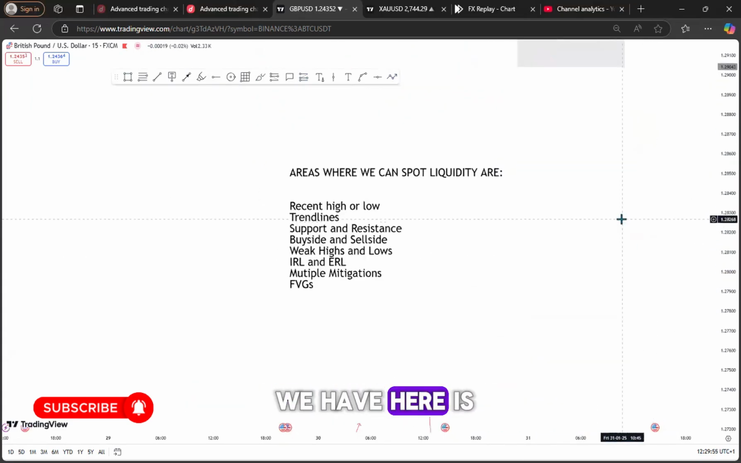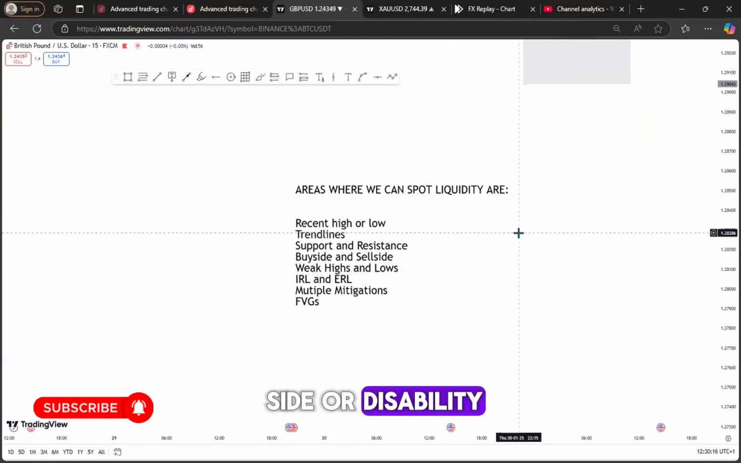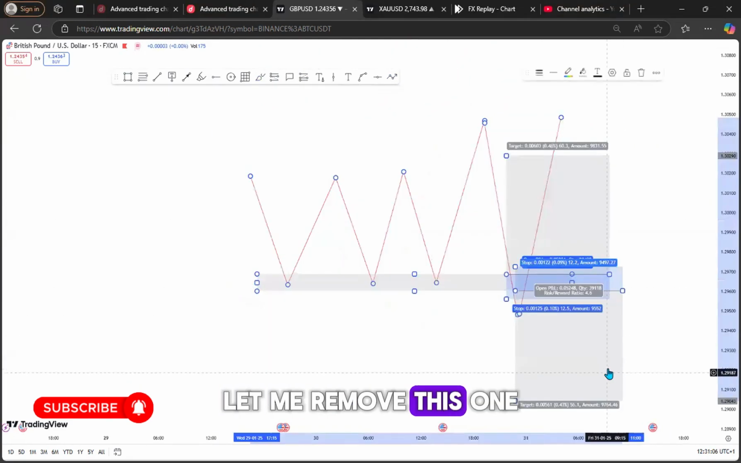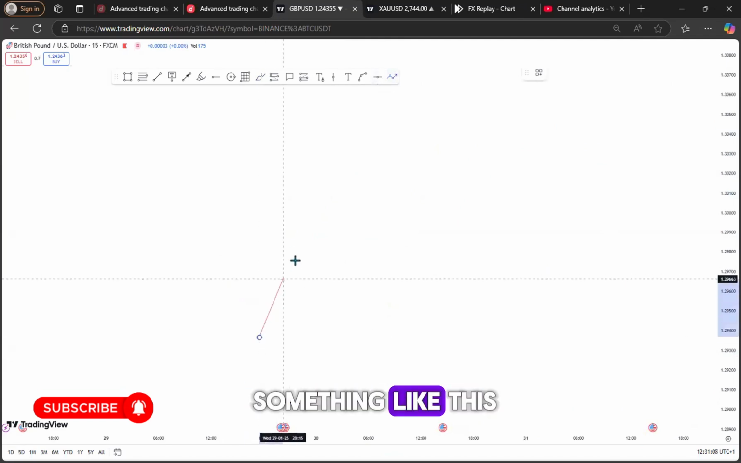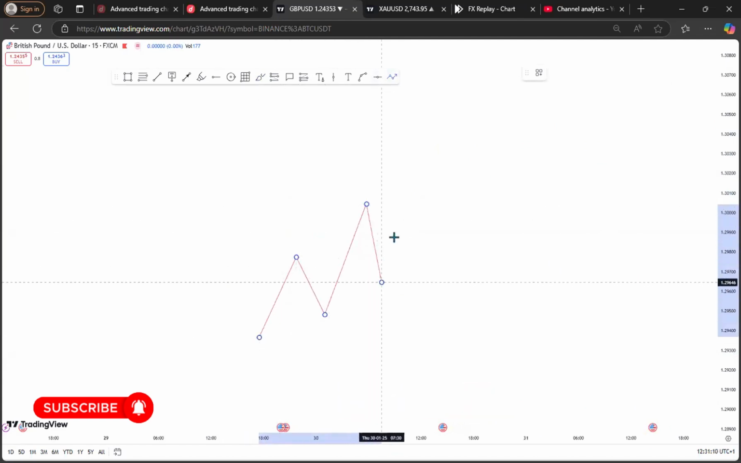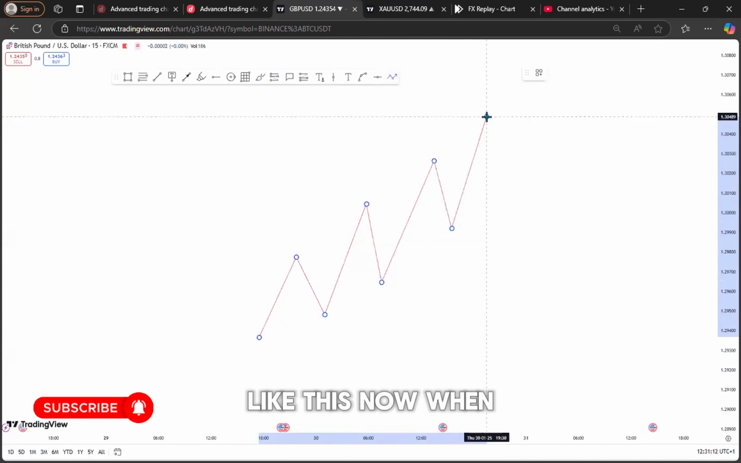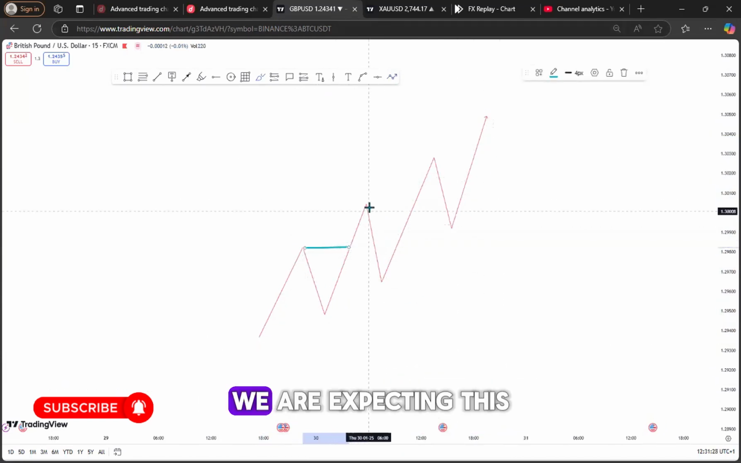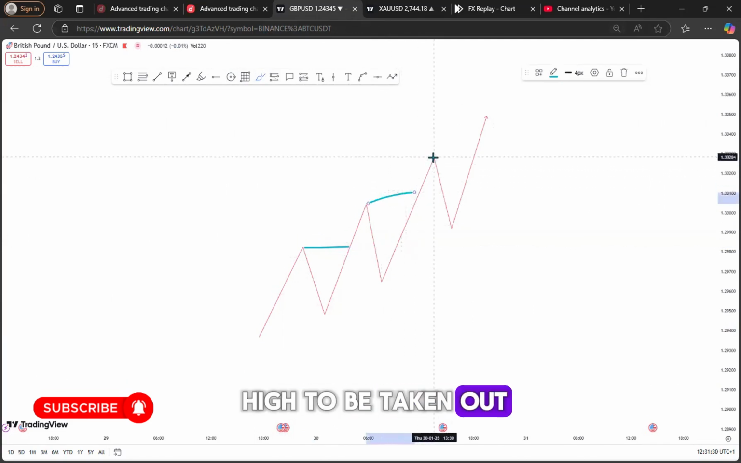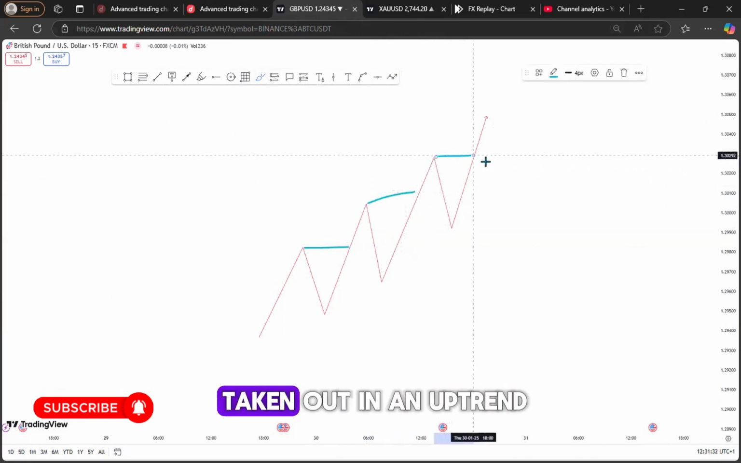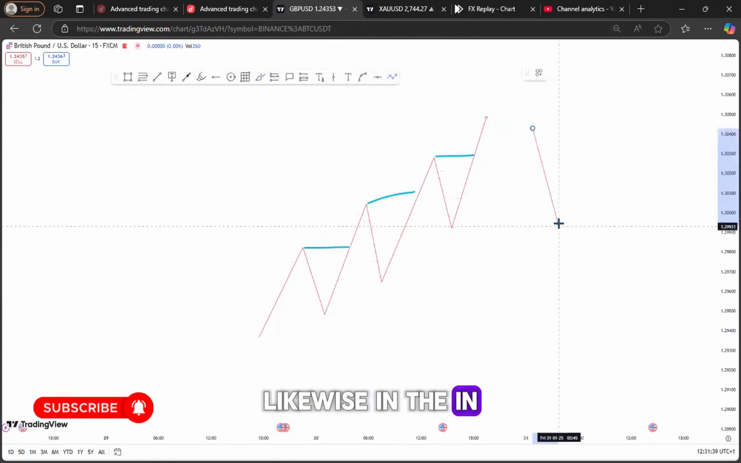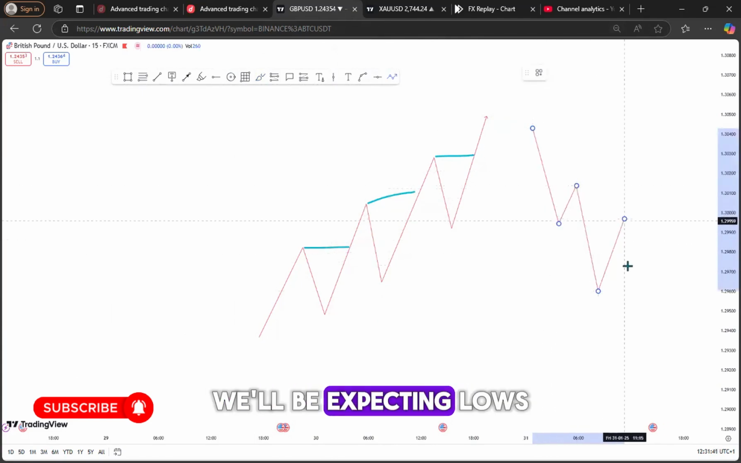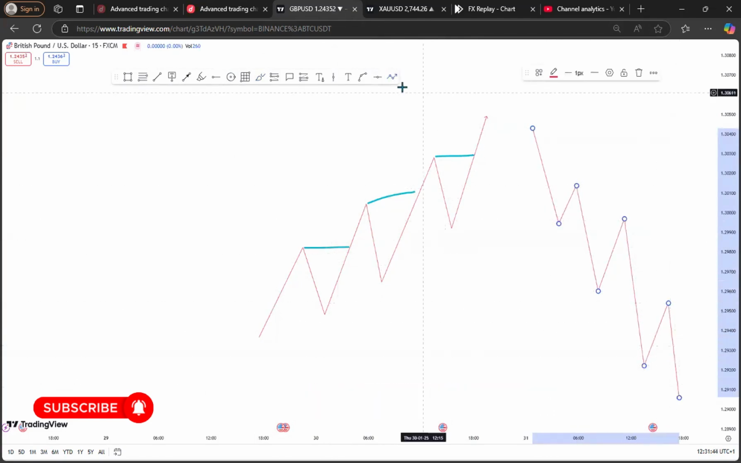Now the next one we have here is the buy side and the sell side liquidity. Let me remove this one. Let's see, we have something like this. Now, when price is pushing to the upside, price is always targeting this side. We are expecting this high to be taken out in an uptrend. Likewise, in a downtrend, we'll be expecting lows to be taken.